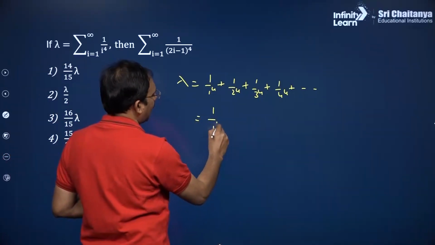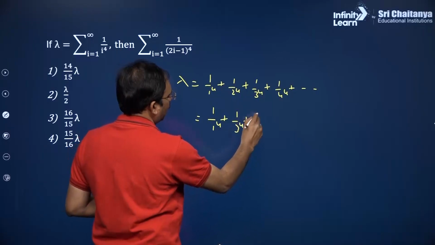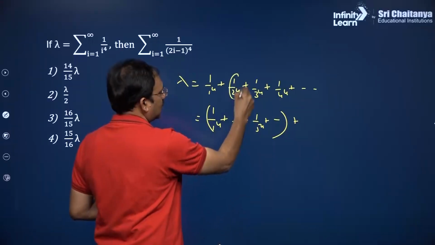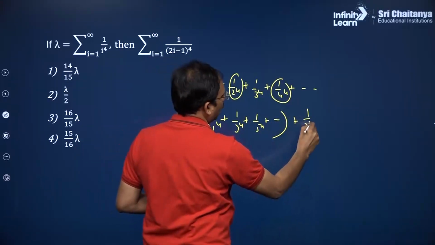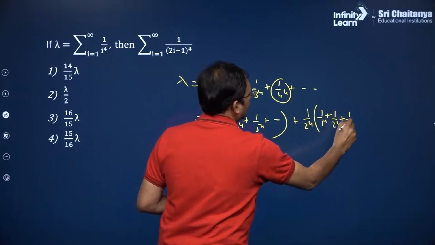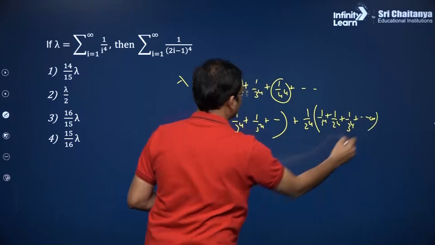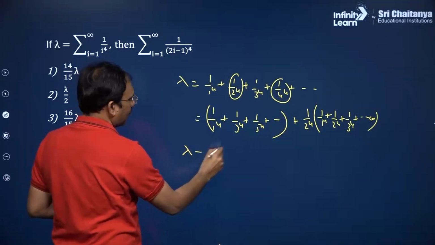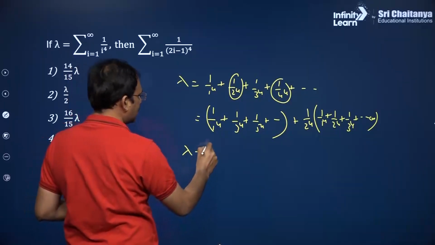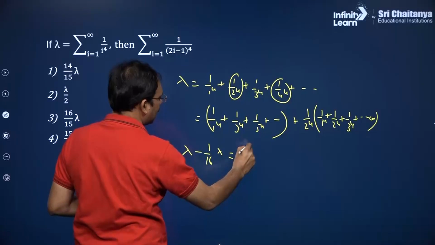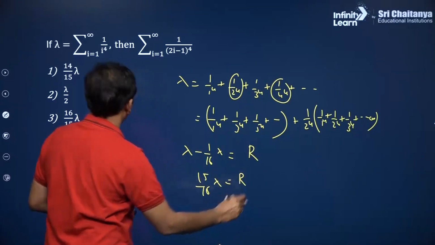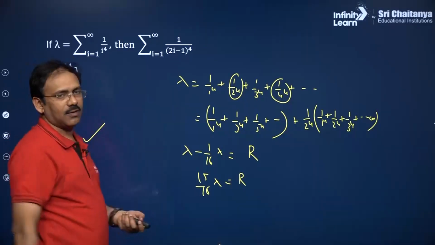You just separate the odd terms: 1 by 1 power 4, 1 by 3 power 4, 1 by 5 power 4 and so on. From the rest, you take 1 by 2 power 4 common, and again you will get 1 by 1 power 4 plus 1 by 2 power 4 plus 1 by 3 power 4 and so on. So, friends, lambda minus this, which is also lambda, times 1 by 16 into lambda. Lambda minus 1 by 16 into lambda is the required expression. 15 by 16 into lambda is the required expression. 15 by 16 into lambda, that is it.